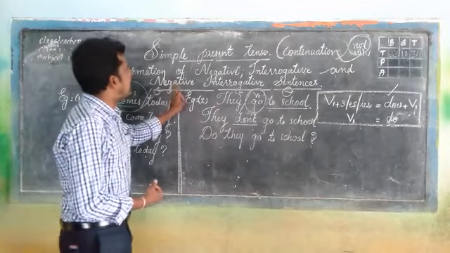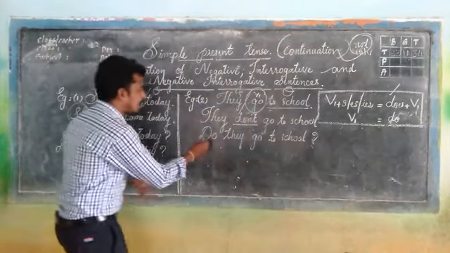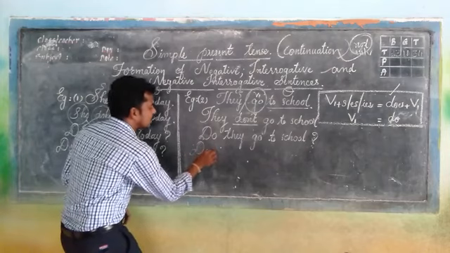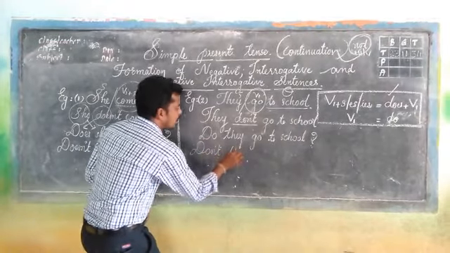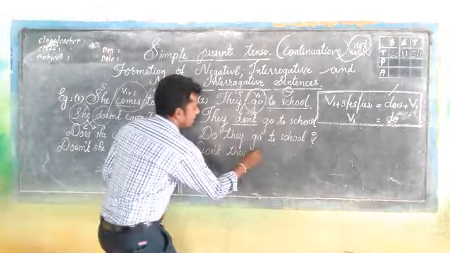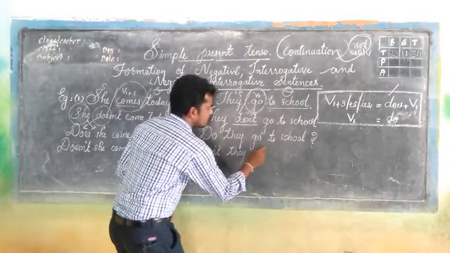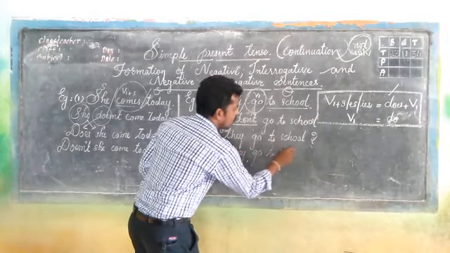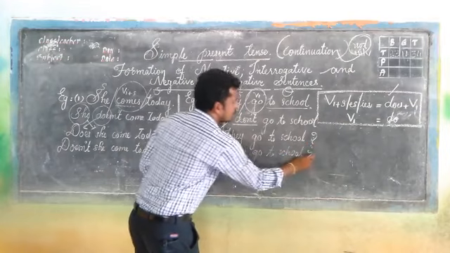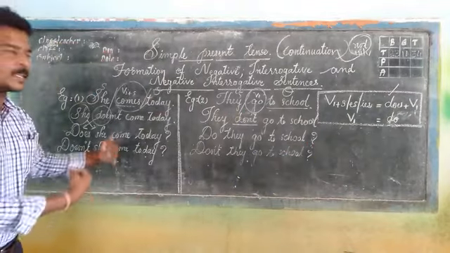And next is negative interrogative. It starts from the negative helping verb. Don't they go to school? Don't they go to school? Question mark. And two examples I explained today.